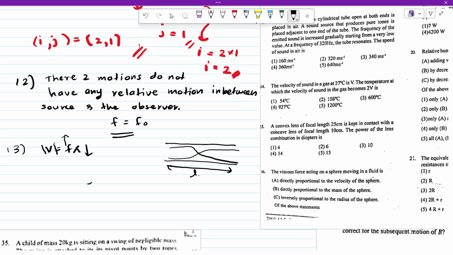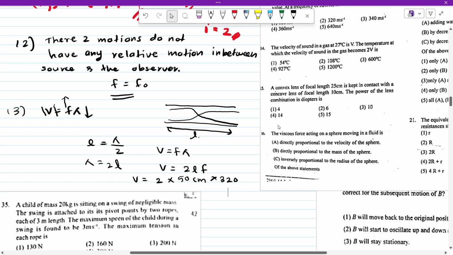Afterwards, L equals lambda divided by 2. One part is lambda, right? Lambda divided by 2, so lambda equals 2L. That means when we substitute V equals F lambda, V equals F into 2L, right? So velocity again equals 2 into L, where L is 50 centimeters. Frequency they have given as 320 Hertz.